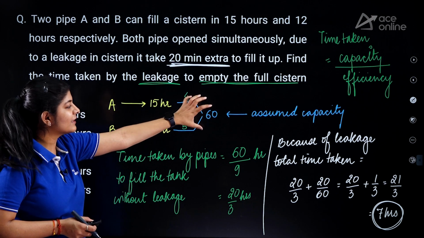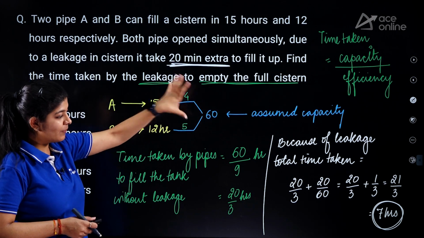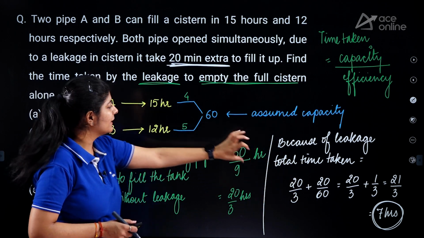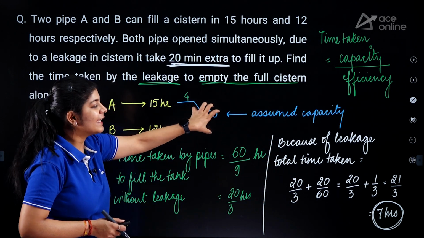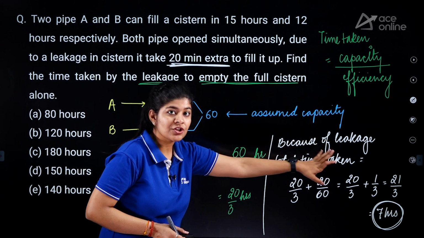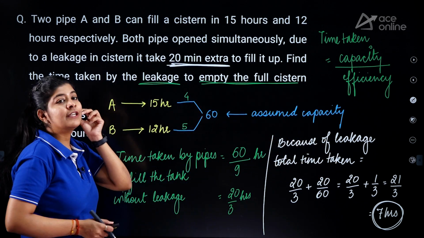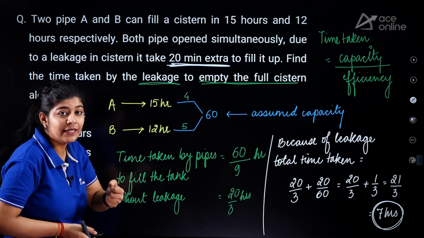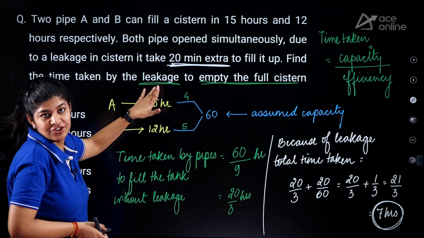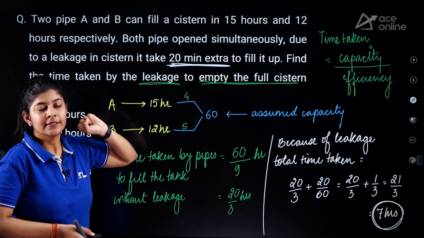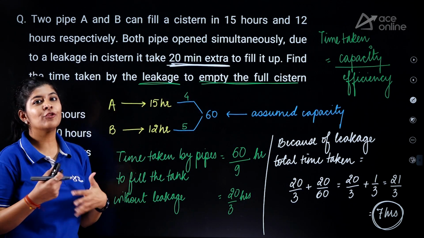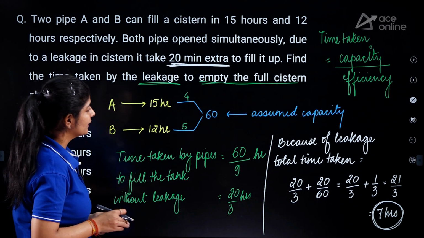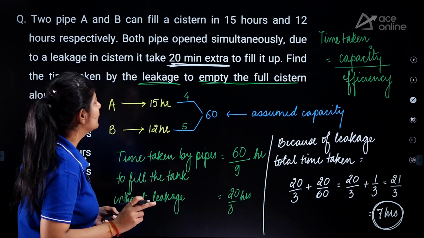Here the capacity of the tank is not going to change, but they are taking a total of 7 hours to fill this tank with leakage. But this is not what we need to find out. We need to find out the time taken by the leakage to empty the full tank. First we have to find out the efficiency of the leakage.